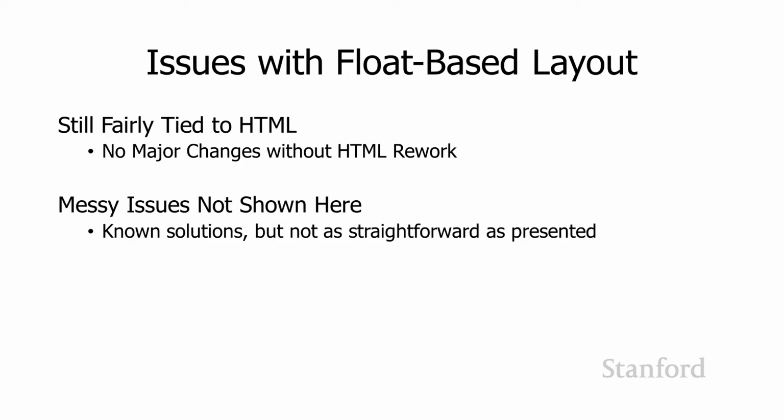So the issue with float-based layout is it's still pretty tied to the HTML. In order to get these columns floated to the left, I need to create the divs in exactly the right manner so I can move the elements in a particular way such that they do stack up next to each other. So it turns out that my HTML still is very closely tied to the layout.